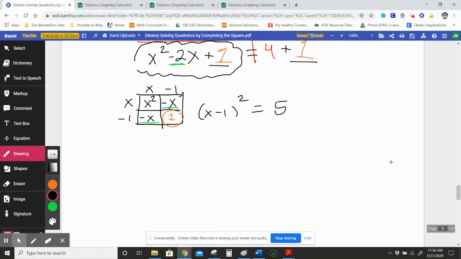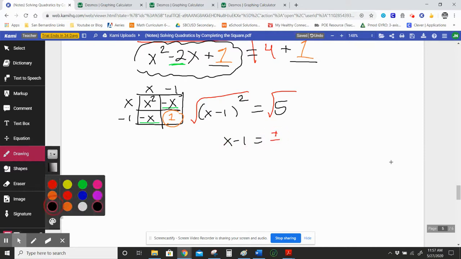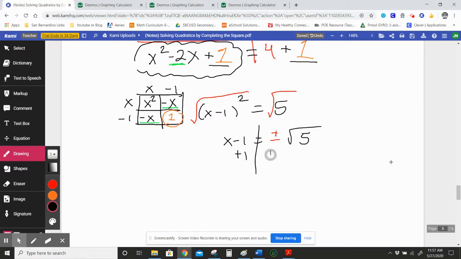So x minus 1 squared is equal to 5. All I have to do now is solve it. I take the square root of this side and the square root of this side. I get x minus 1 is equal to plus or minus, don't forget the plus or minus, the square root of 5. Then all I have to do is get the x by itself, so add 1 to both sides. My two answers are x is equal to 1 plus or minus the square root of 5.